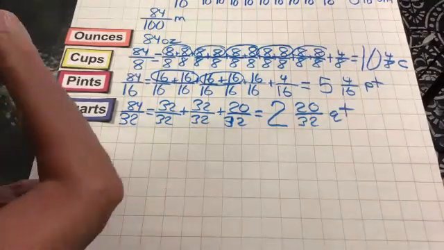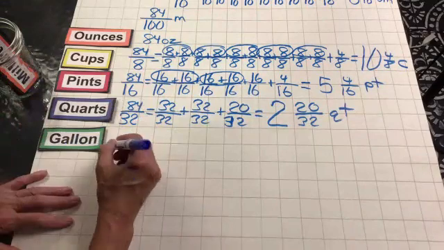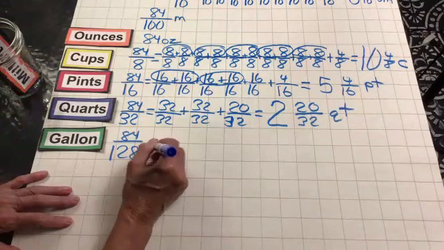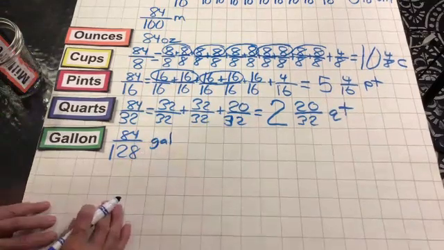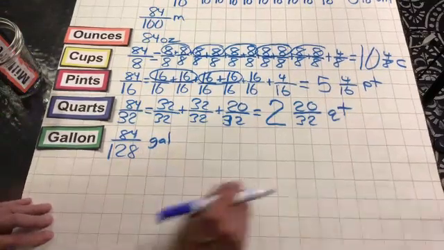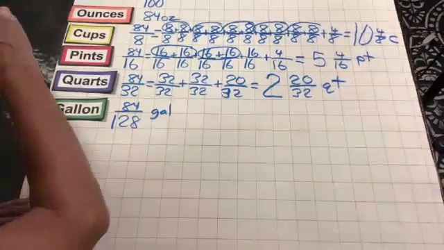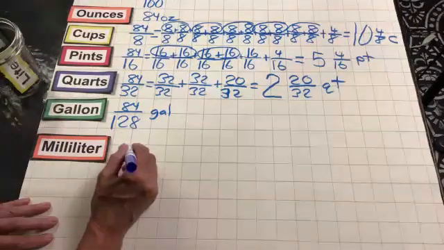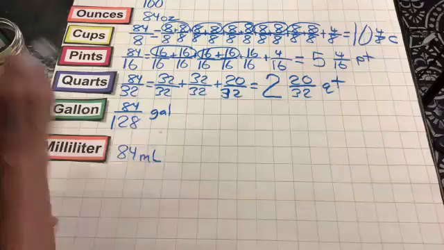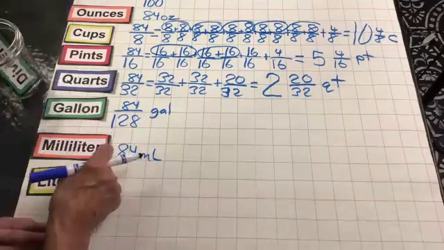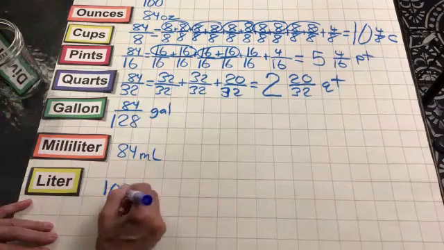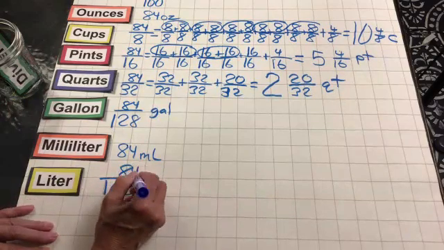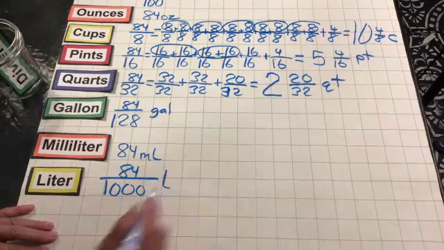Let's move on to the next one. Gallons. It takes 128 ounces to make a gallon. We only have 84, so we just have a part of a gallon, 84 128ths of a gallon. All right, metric form of liquid measurement. We're talking 84 milliliters, and it takes 1,000 milliliters to make a liter. So we have 84 thousandths of a liter.